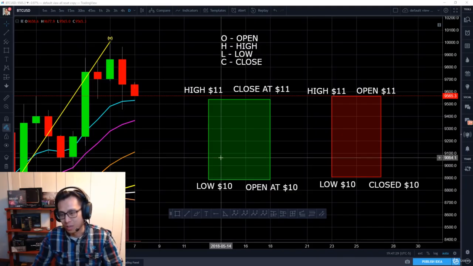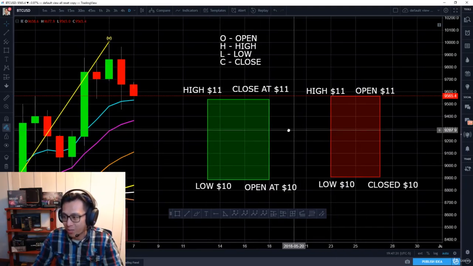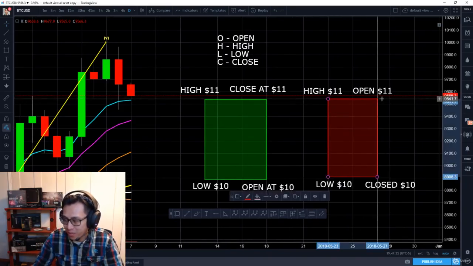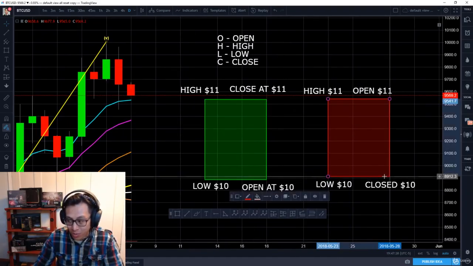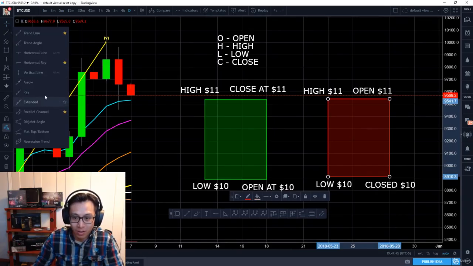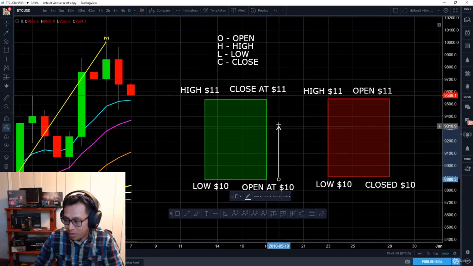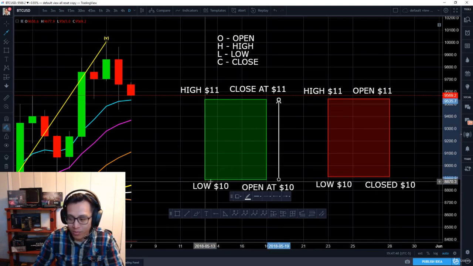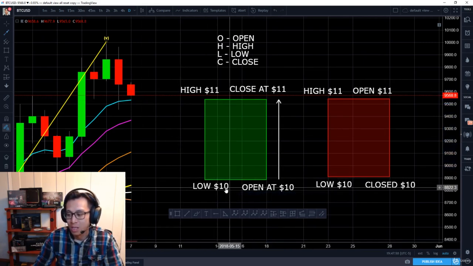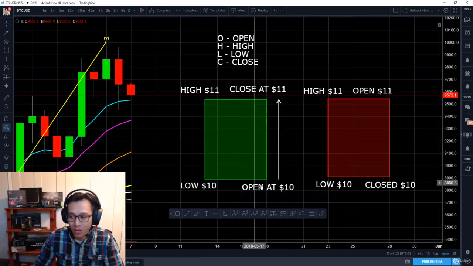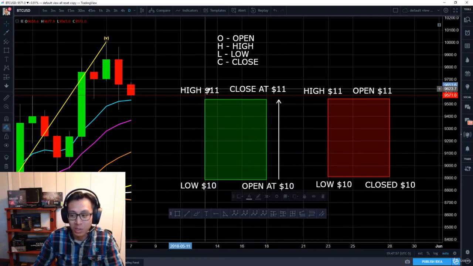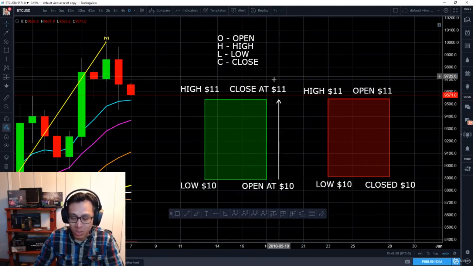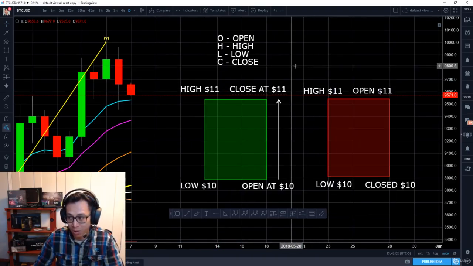Now I've changed it over to a daily chart, and I just want to reiterate one more time to be very clear. It opened here because this was a green candle. It goes from the bottom to the top, right? That makes sense? It goes from the bottom here to the top because we're going from low to high. So the low is $10 and it opened at $10 as well. Now the high is $11 and it's also the same as the close.